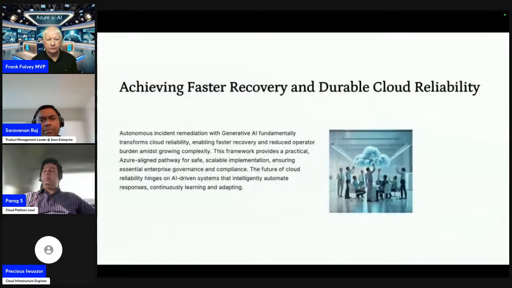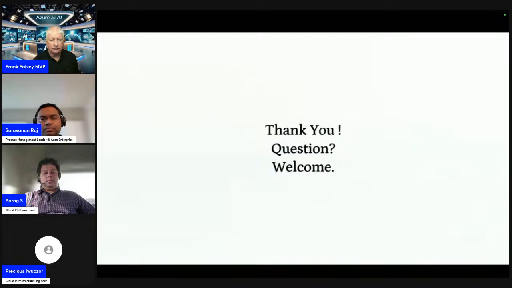And to wrap up, I want to share that faster recovery and durable cloud reliability becomes key for success for any of the cloud systems that you operate at any scale, be it planetary scale or even at a smaller scale. Faster incident resolution directly translates to consumption revenue recognition, and also improved customer satisfaction over a period of time.